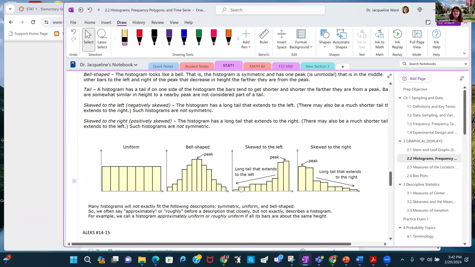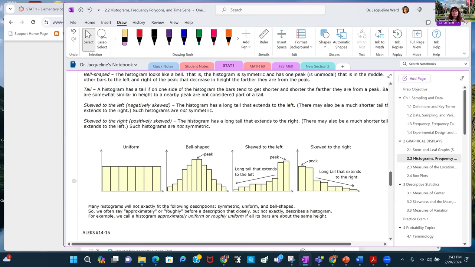We can talk about a tail. Notice here, you could think about the shape of this as having a long tail that extends to the left. So we say that this is either negatively skewed or skewed to the left. The skew direction refers to the tail. And here you have one skewed to the right, positively skewed.